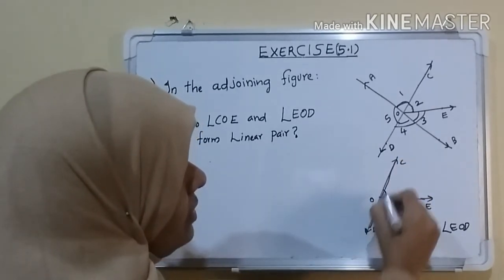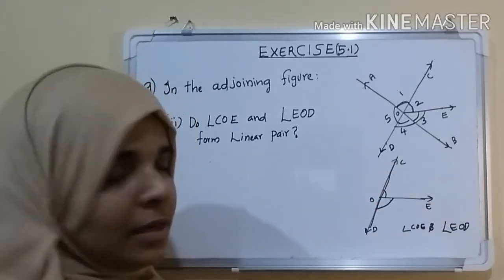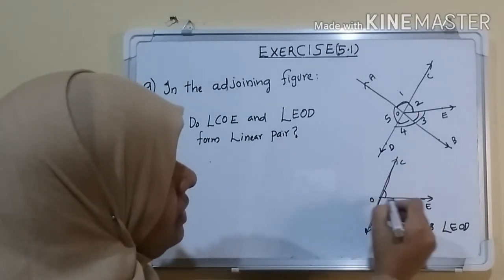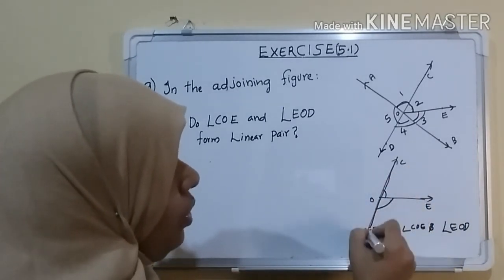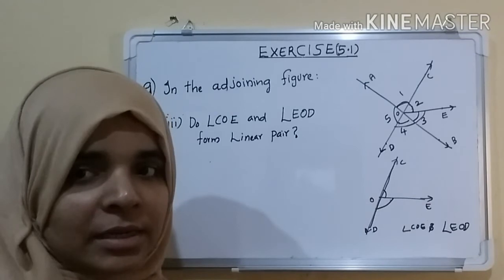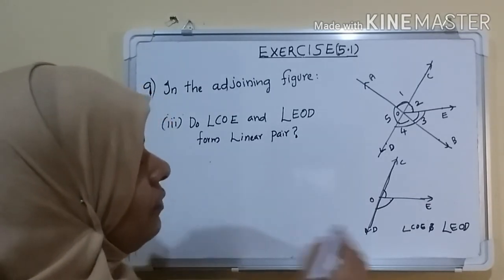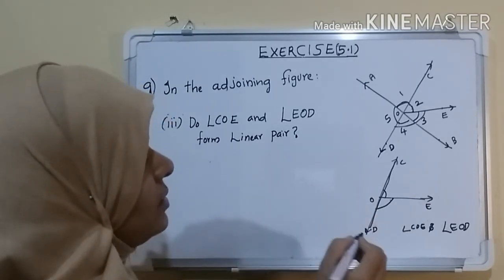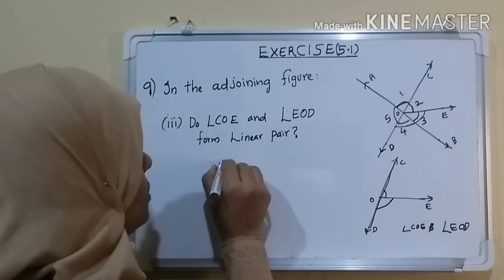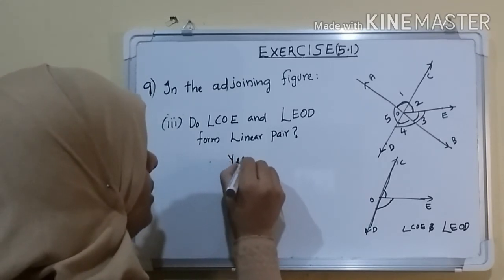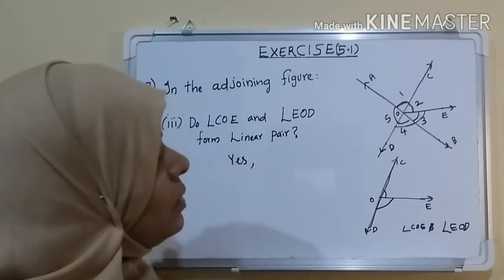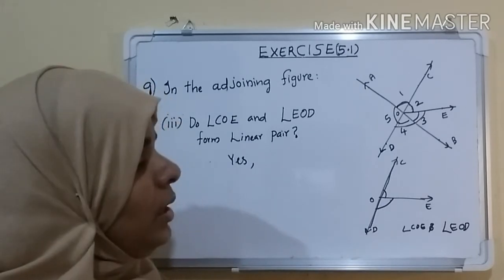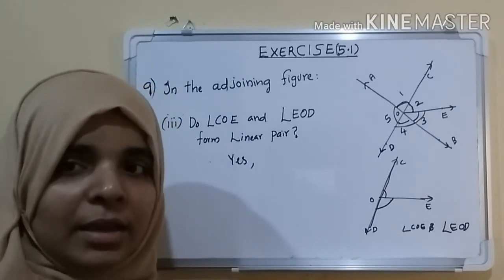So here, CD is the line, right? CD is the straight line, right? And these two angles COE and EOD are lying on the straight line, right? So we can say that these two angles are a linear pair. So our answer is yes. Angle COE and angle EOD are a linear pair.